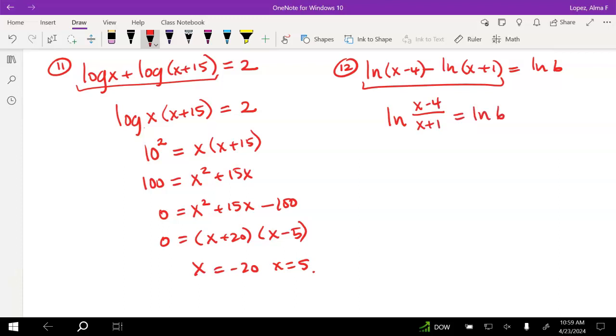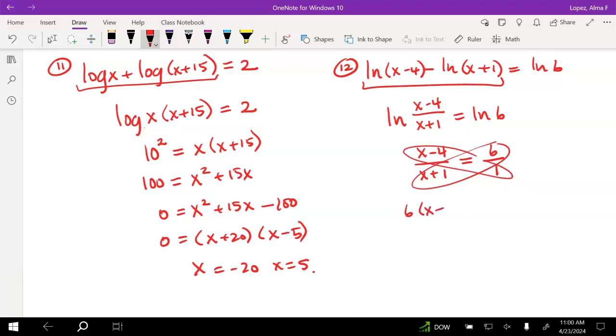After cleaning that up, I get a one-to-one function. Since the natural logs are equal, so must the bases be. We have x minus 4 over x plus 1 equals 6. Then I'm going to write them as a fraction. We can cross multiply and solve.